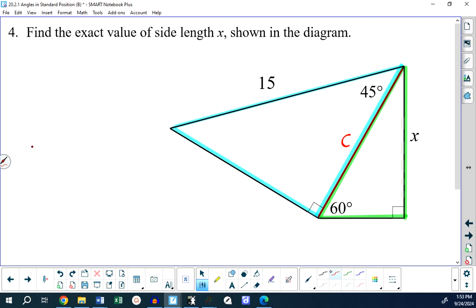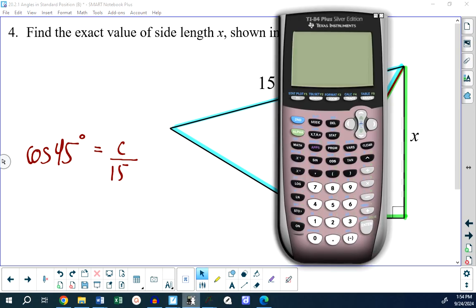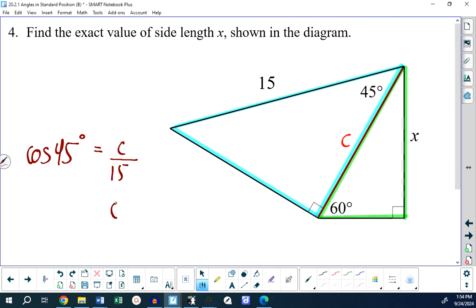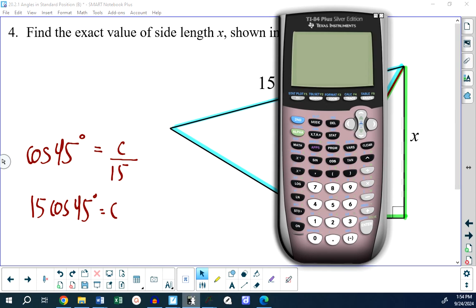So you would write cosine of 45 degrees, if this were a Math 10 class, equals the common side over 15. It's not a Math 10 class. This is where you would be at in Math 10. But in Math 10, well, you would write this, C equals 15 times cosine of 45. And that's fine. That's true. But what you would do in Math 10 is you would do this.